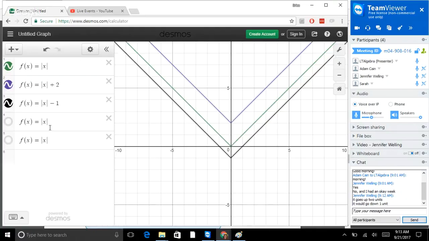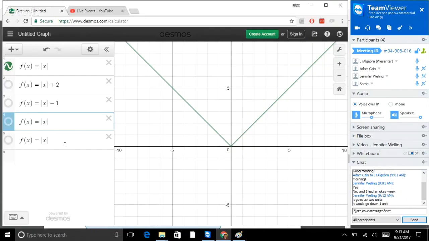What happens if we actually add inside the function? All right, so what happens if, let's hide this for a minute. Inside the function, I add 2. Oh, that's fancy. So when you add inside the function, you're actually shifting it horizontally. So you're shifting it left and right. This one is not quite as intuitive.